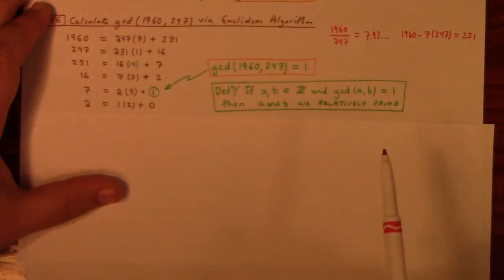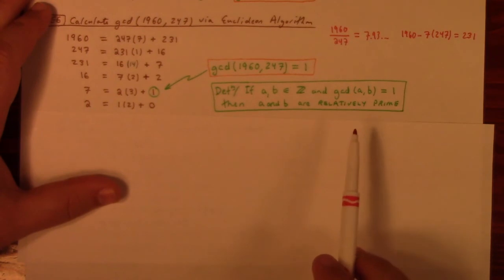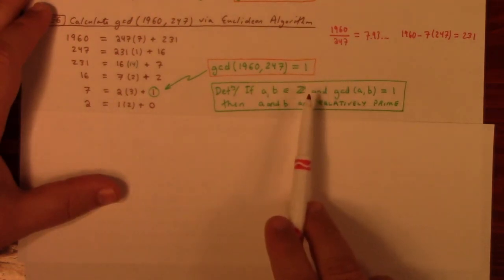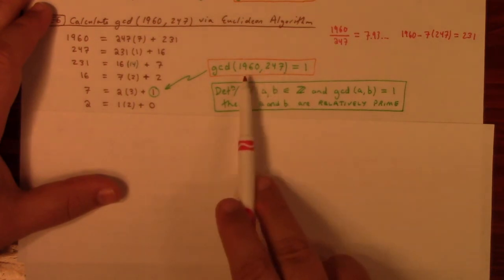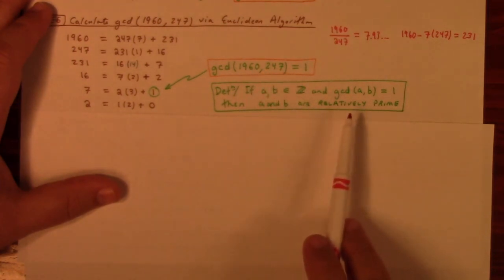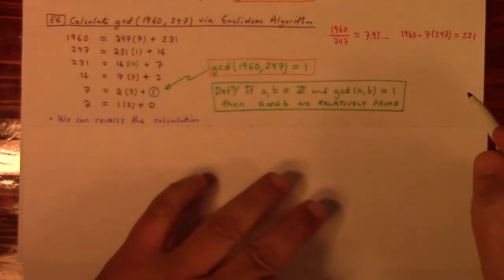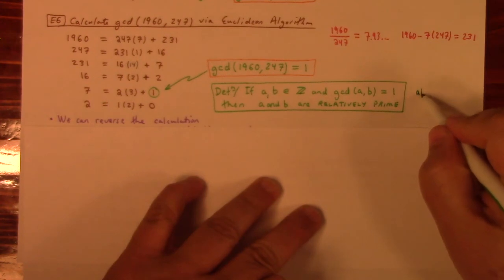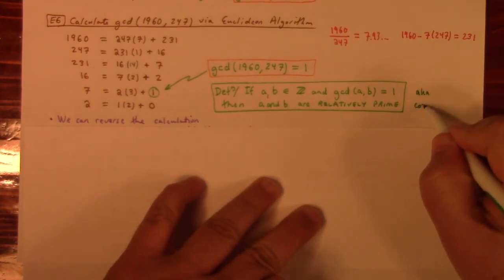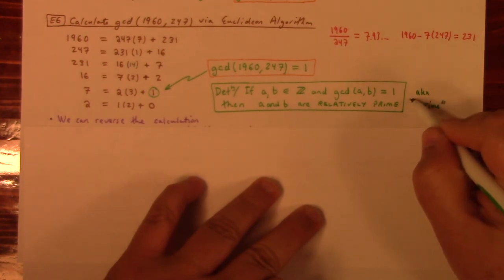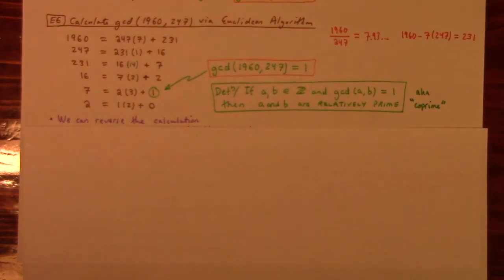And by the way, that property of two numbers having a greatest common divisor being 1 is important. What that means is that these numbers are relatively prime, or as is often also said, aka coprime. Okay, so coprime and relatively prime are synonymous. All right, A and B are coprime here.